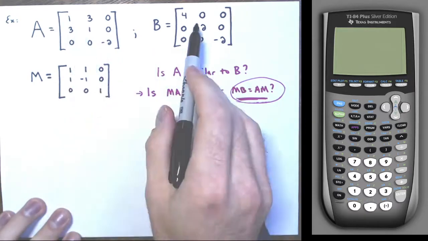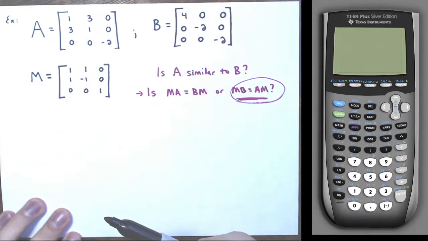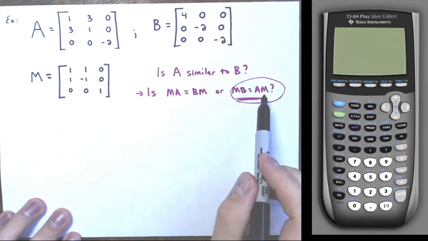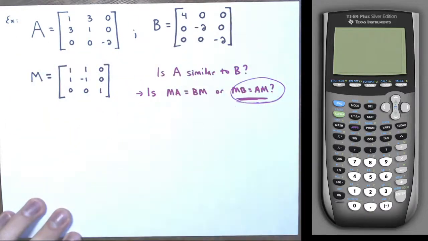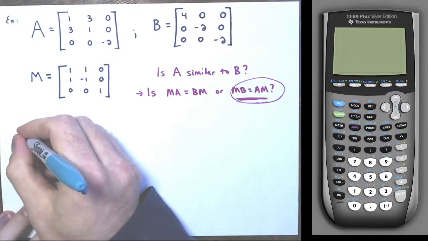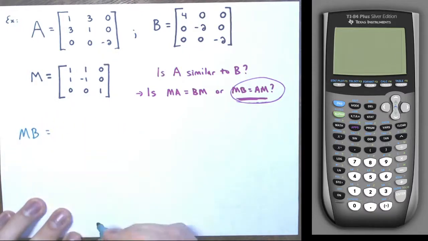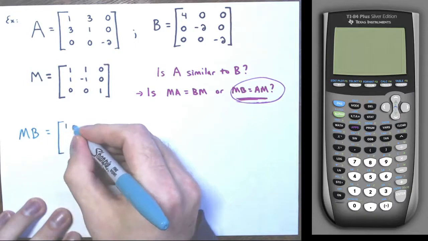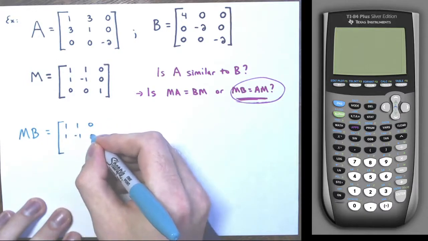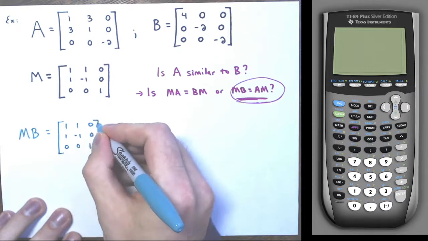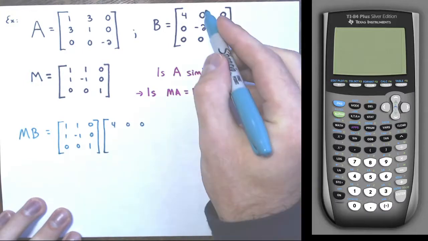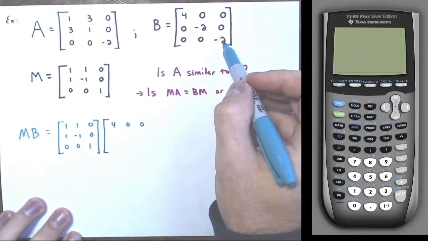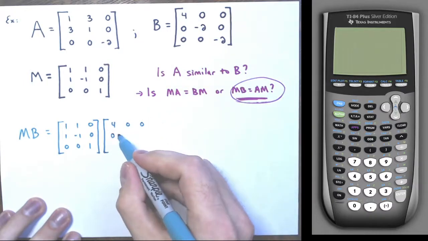Remember, A and B are similar if you can find an invertible matrix such that you multiply one matrix on the left by it, the other matrix on the right by it, and you get the same result. So what's MB here? There's M times B. The nice thing about B is it's a diagonal matrix. The only non-zero entries are on the main diagonal, so it should make multiplying pretty simple.